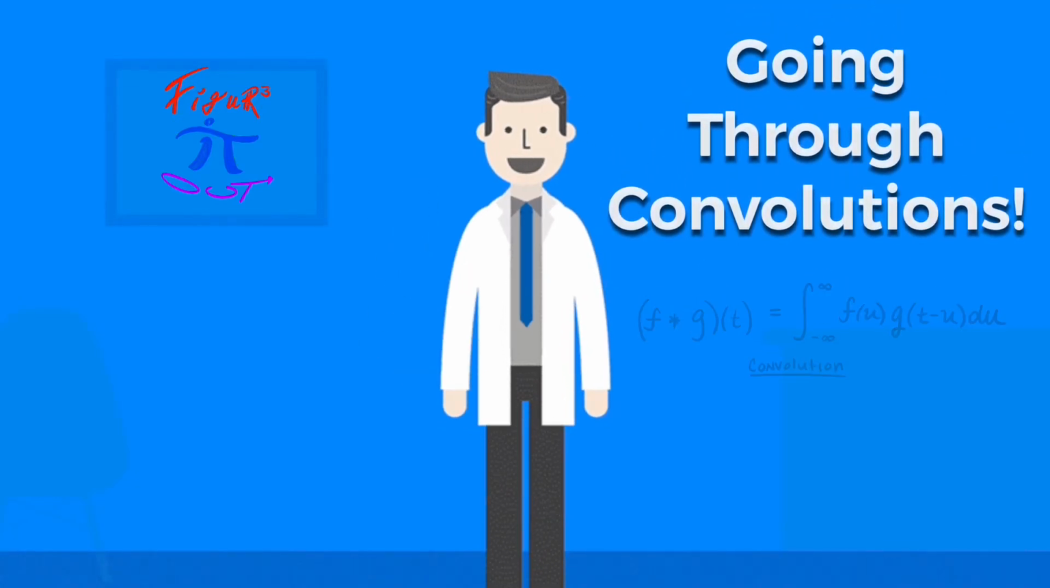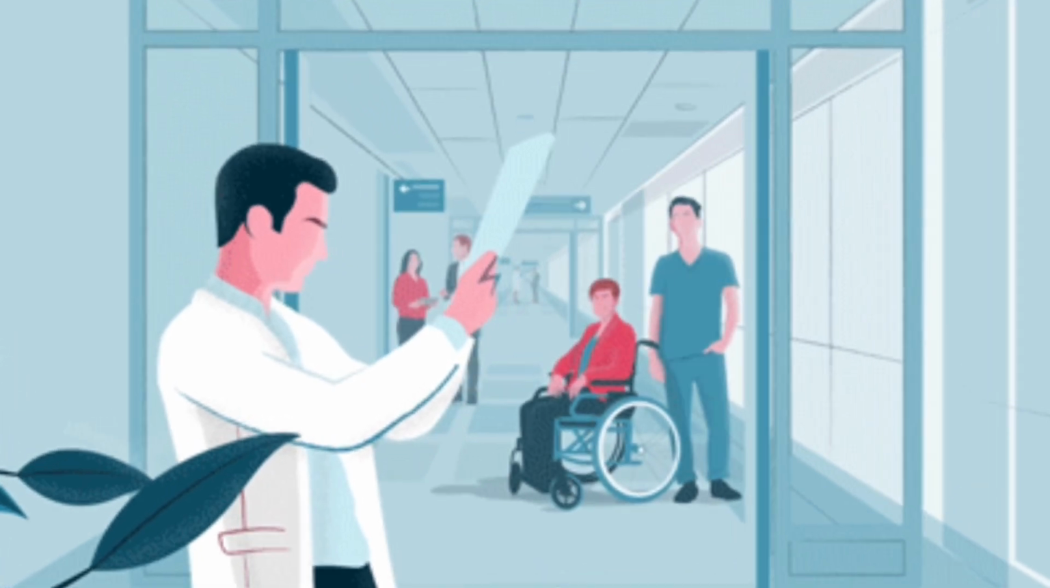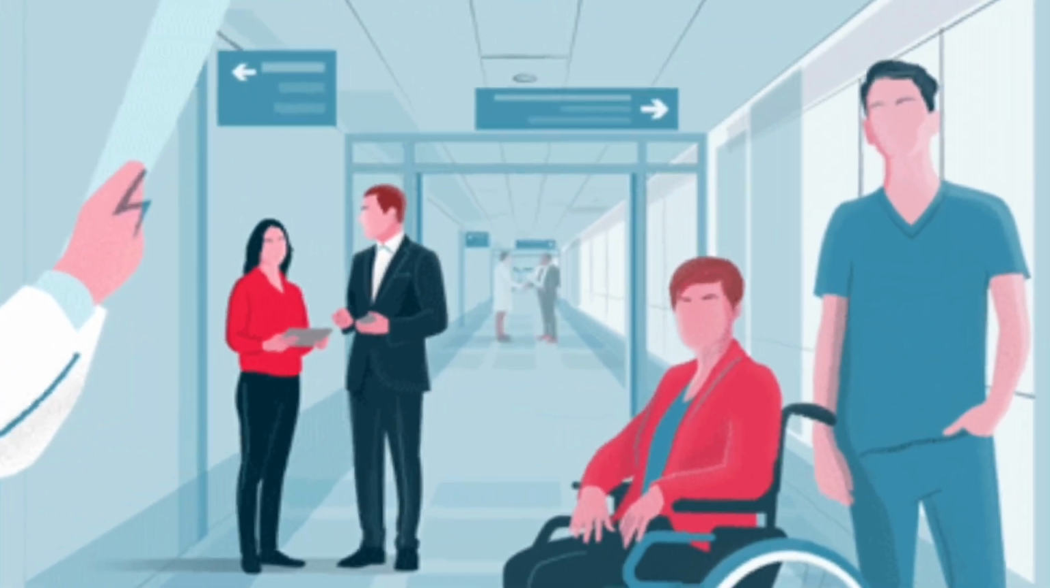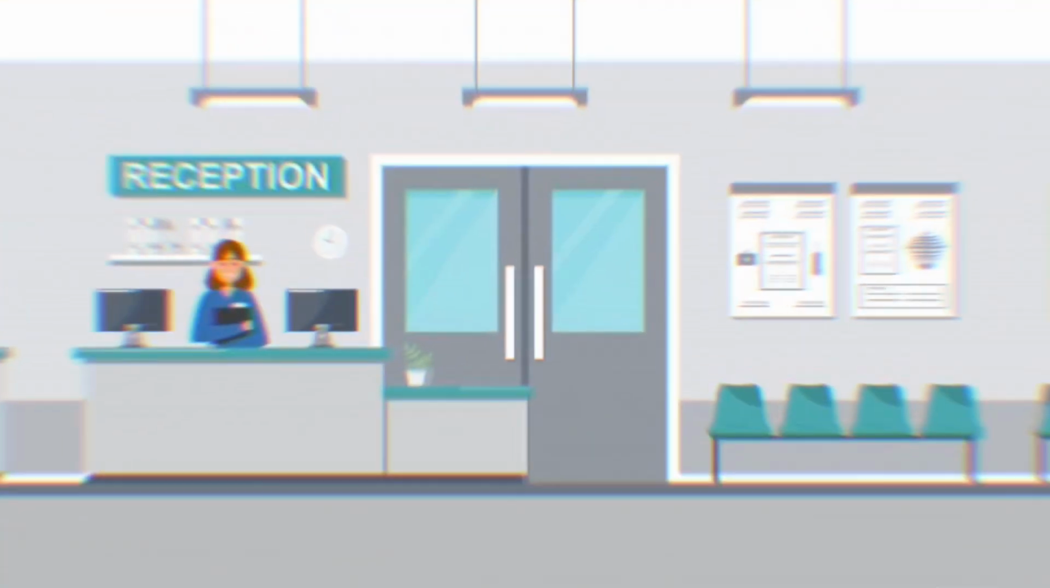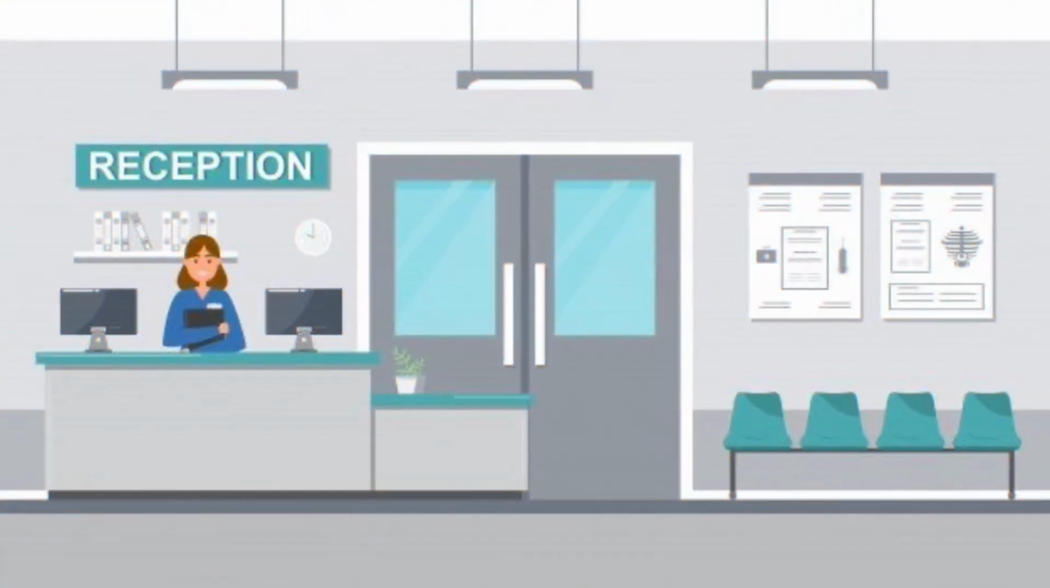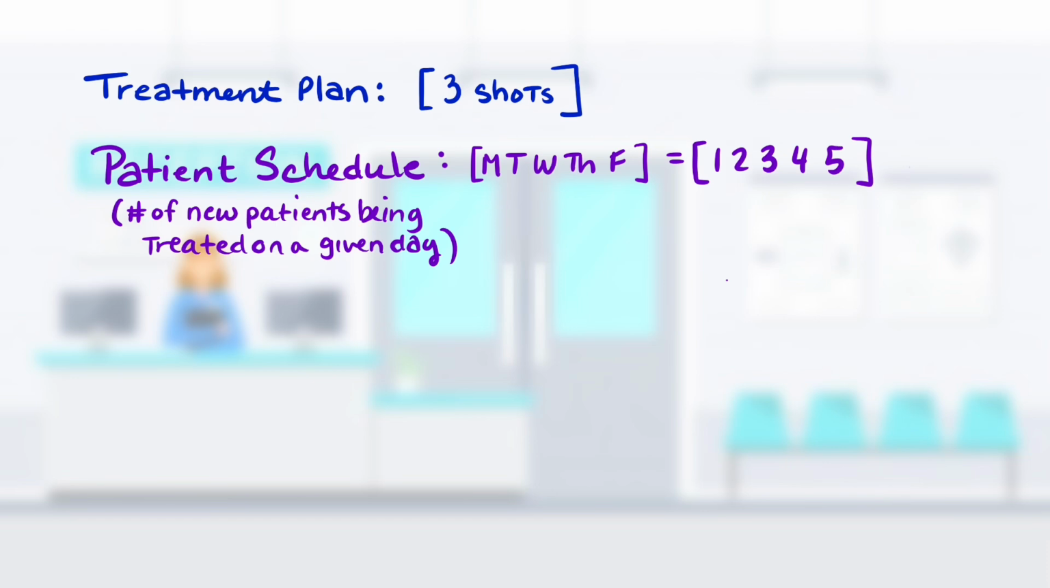Imagine that you're the manager of a hospital facility treating patients for a single disease. Your initial treatment plan is to administer 3 shots of the cure to each new patient that arrives at the facility each day. Now, your treatment plan will be used on a list of patients each day that they visit. The schedule starting out as 1 person visiting on Monday, 2 people on Tuesday, 3 on Wednesday, all the way up to 5 people on Friday.